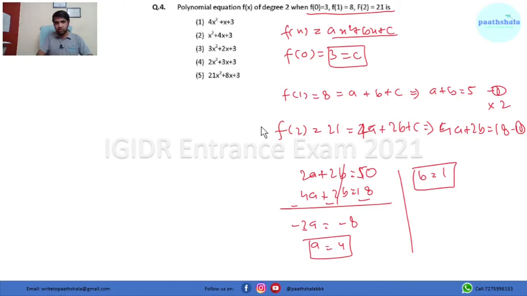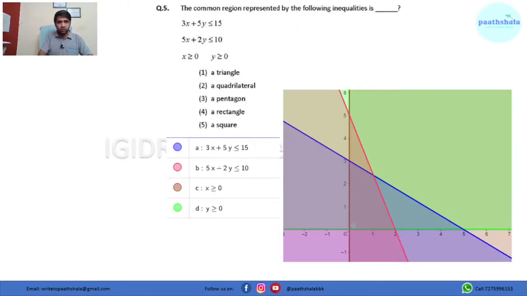So our f(x) will come out to be 4x square plus x plus 3. So option 1 is the right option. Alternatively, you can check from the options. For that, you should directly check this value, because in most of the options you may get these results. But if you check directly this value, it will satisfy only this result. Okay. So now let's move to the next question.